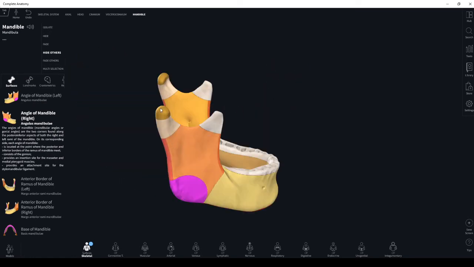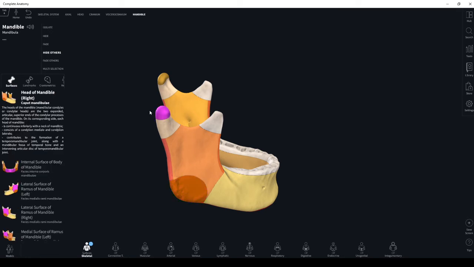Also on the process, the superior aspect of the condyloid process, a wide and prominent part of it, is called the head of the mandible.